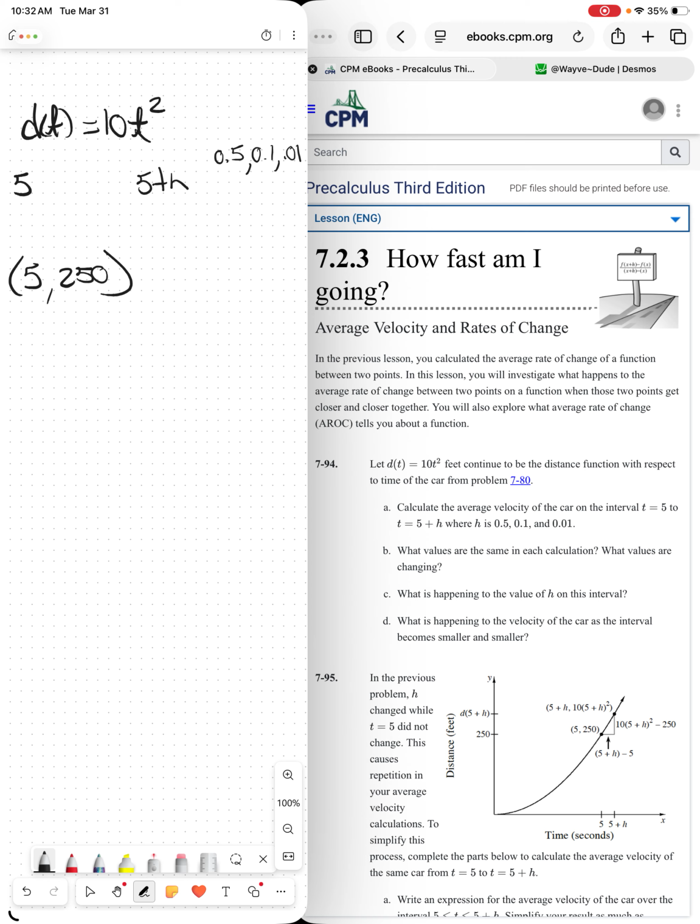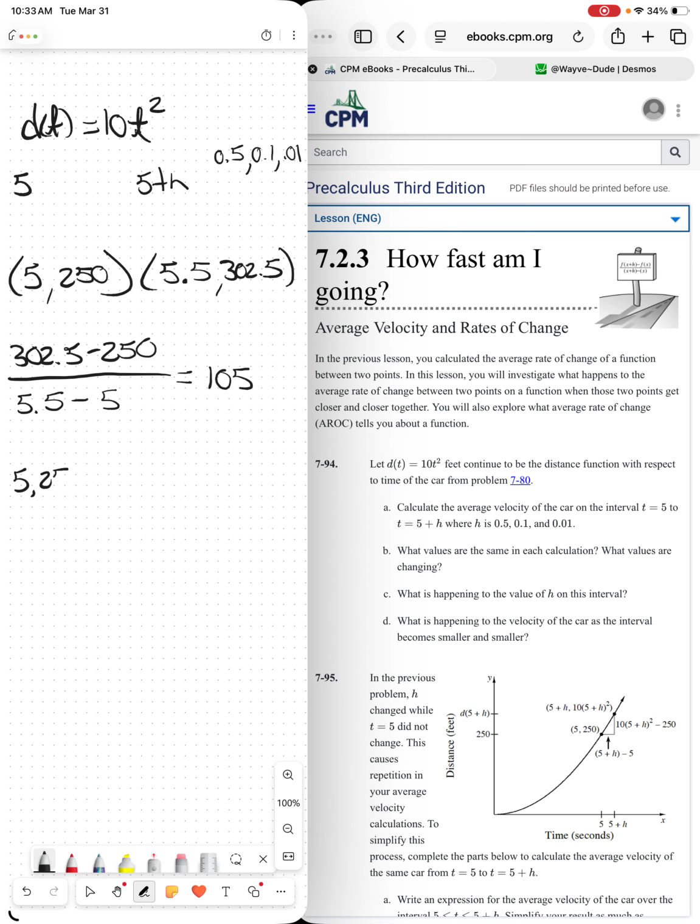So there's a point. Then we'll do 5.5. So that's 5.5 squared times 10 is 302.5. So then we'll calculate slope. 302.5 minus 250 over 5.5 minus 5. And we get 105.